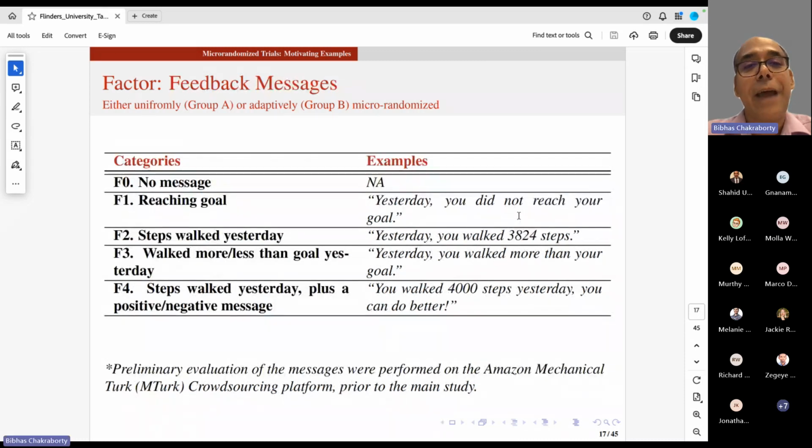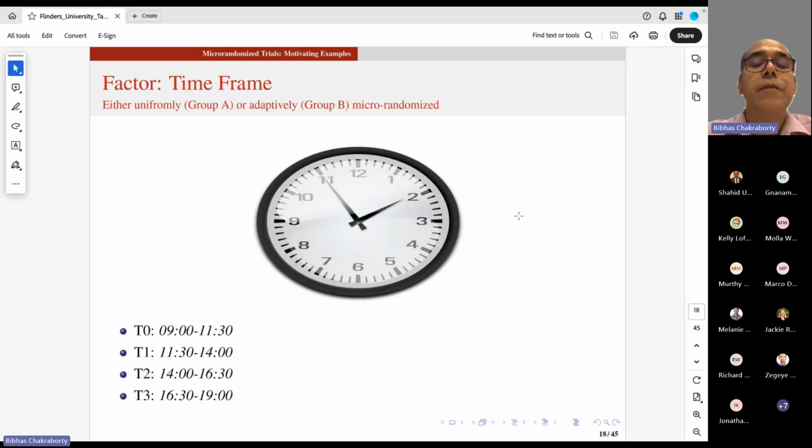The next factor is the so-called feedback message, which tells people how much they have been walking, or what their step count is, whether they can do better, and so on. Different ways of message framing are shown here as the different categories. So there are 5 categories, F0 through F4. And finally, the time of the day when the message was delivered was also varied across 4 categories, 4 time windows.